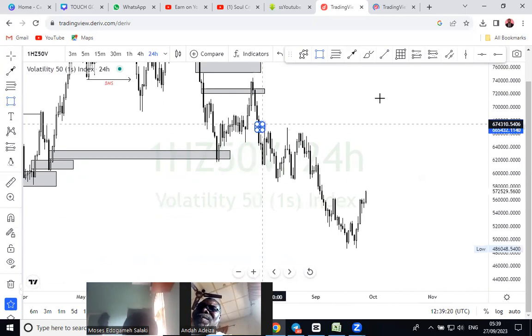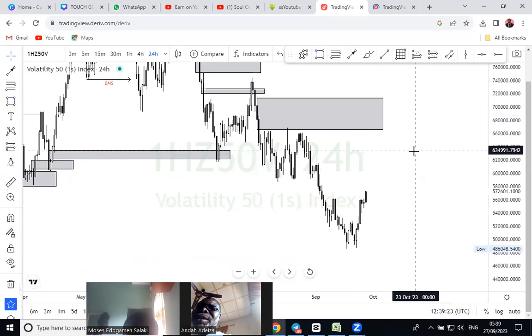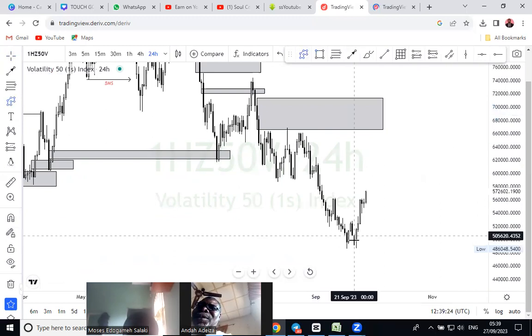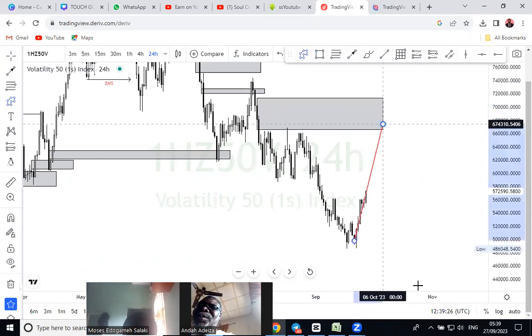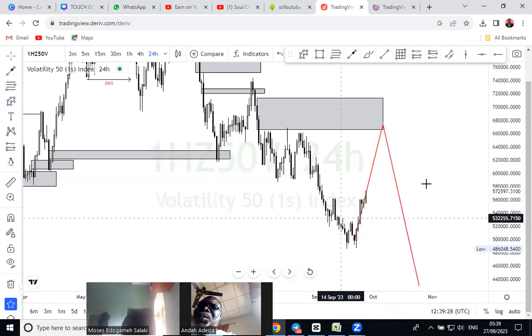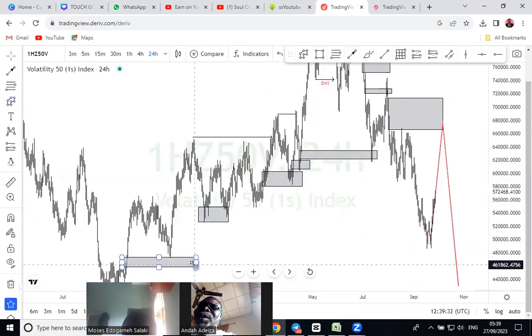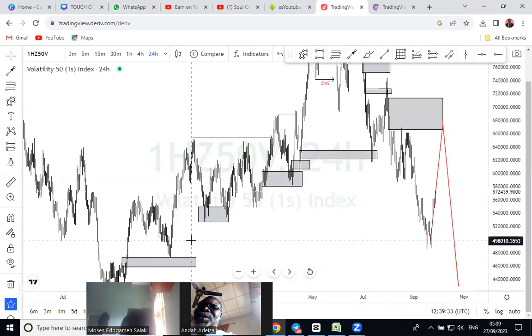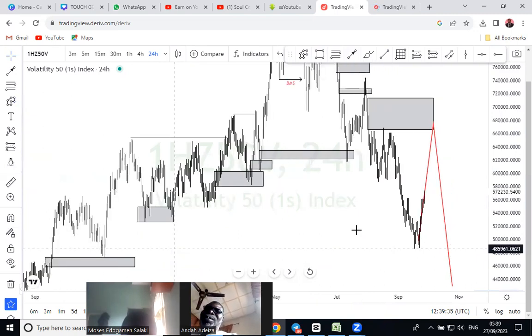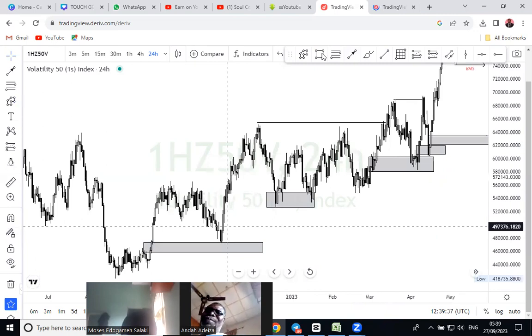There's a gap here. There are so many gaps here. So price might come back to this zone and sell. But we're still bearish. We're still bearish. Price came back to this gap. Wow, this tiny gap here.